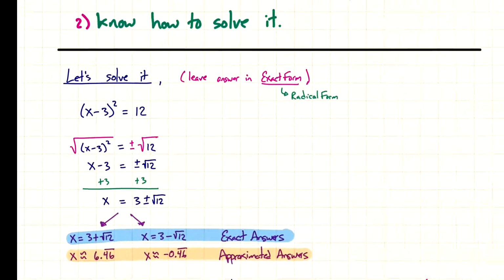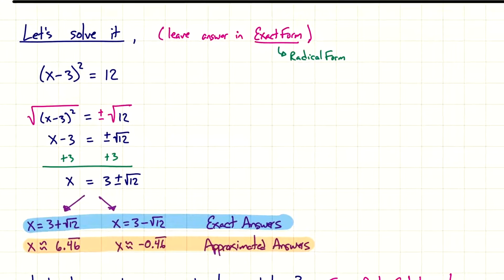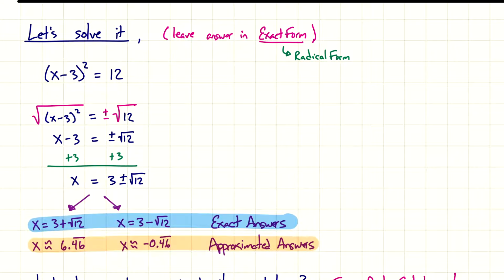Well, this one I already have worked out for us. So let me zoom into this. All right, so let's solve it. So here we have (x - 3)² = 12. This is the same equation from above.